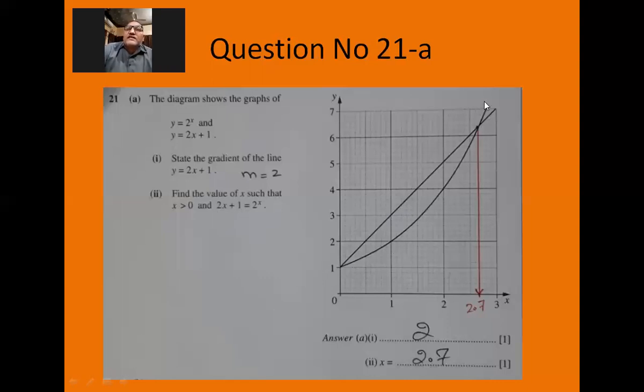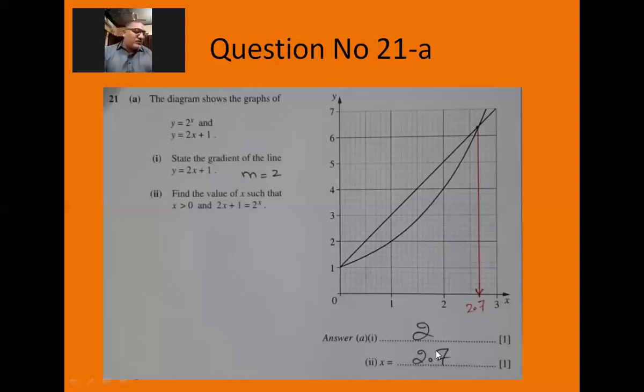So you see this curve, which represents 2 raised to power x, and this straight line, which represents 2x plus 1. They are intersecting here and they are intersecting here. When they intersect here, the value of x is 0. We are not supposed to take this value. When they intersect here, the value of x is 2.7. And that is our answer, because they said that you are supposed to take the value of x which is more than 0. So I will take this value of x, that is 2.7.